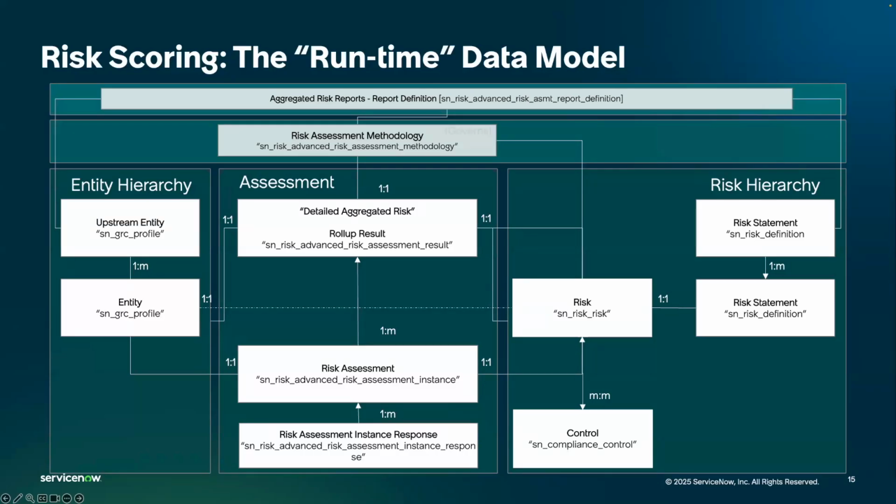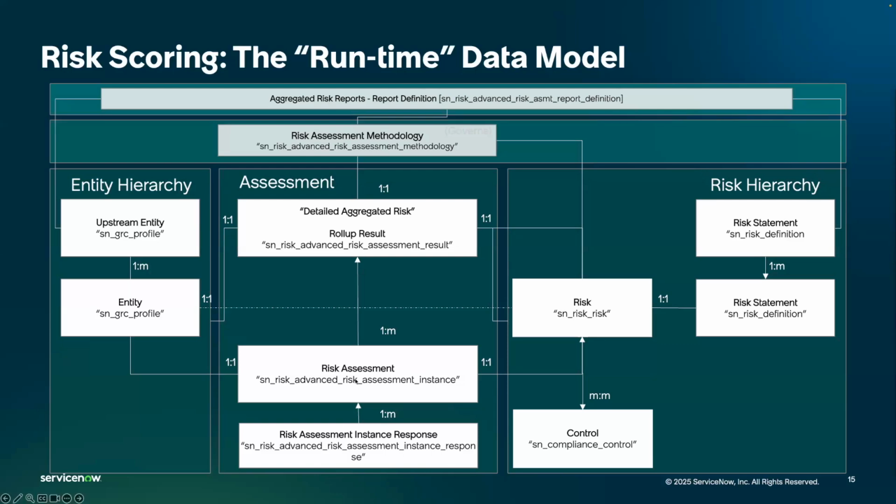For those who want to understand what's happening under the hood, we have this data model that powers risk scoring at runtime. Let's review the risk scoring runtime data model and trace the relationships. Starting at the bottom, assessment responses. At the foundation, we have risk assessment instance response. This stores individual factor responses. Every answer an assessor provides lands here. One assessment has many responses. That's the one-to-many relationship you'll see.